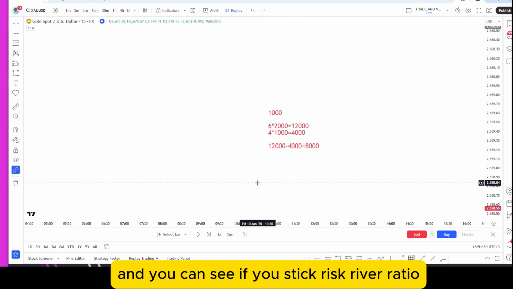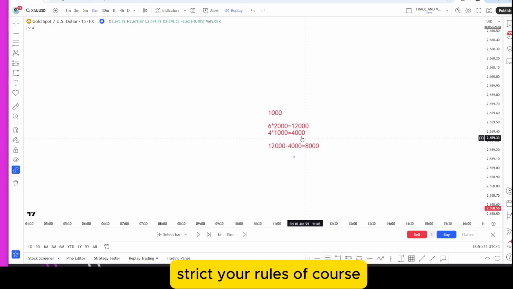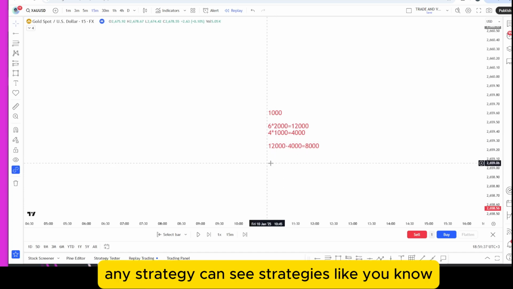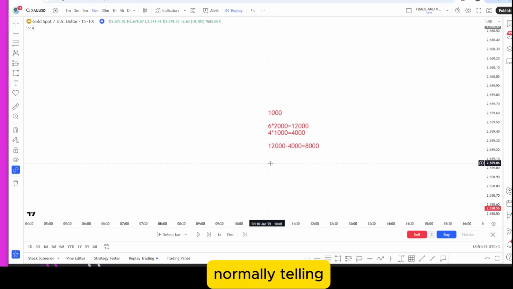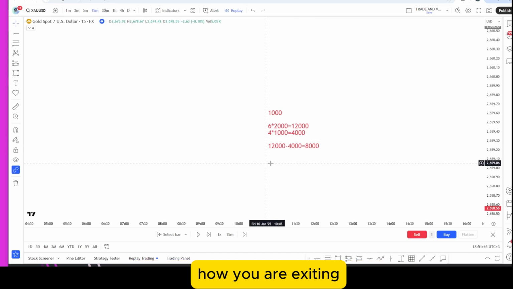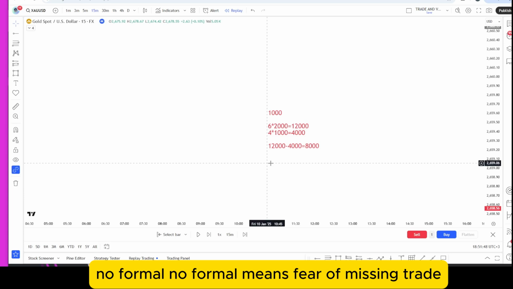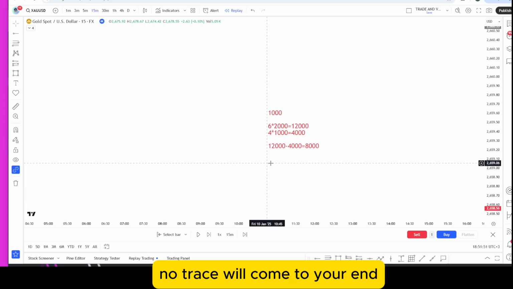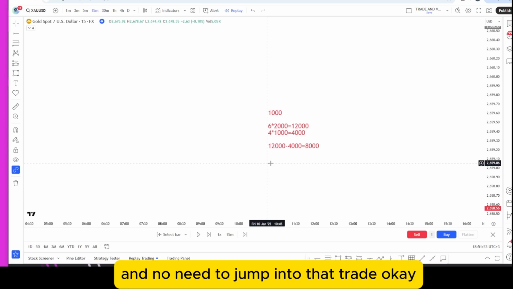And you can see, if you are strict with risk reward ratio and strict with your rules, of course any strategy works. Strategies normally account for only 20% of the scenario. The balance is how you get entry and how you exit. No FOMO. No FOMO means no fear of missing a trade. Price will come to your entry, no need to jump into the trade.